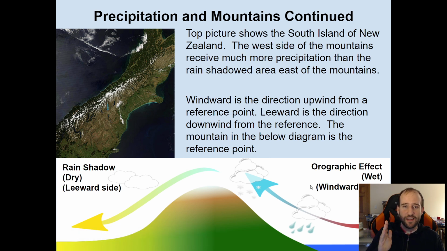And then the opposite of that, where it's kind of going away from, or the downwind of that, would be called the leeward side. And so from these pictures, like this one of New Zealand, you should be able to tell me which direction the wind is coming from. If you need a second, pause the video, go ahead and do that.